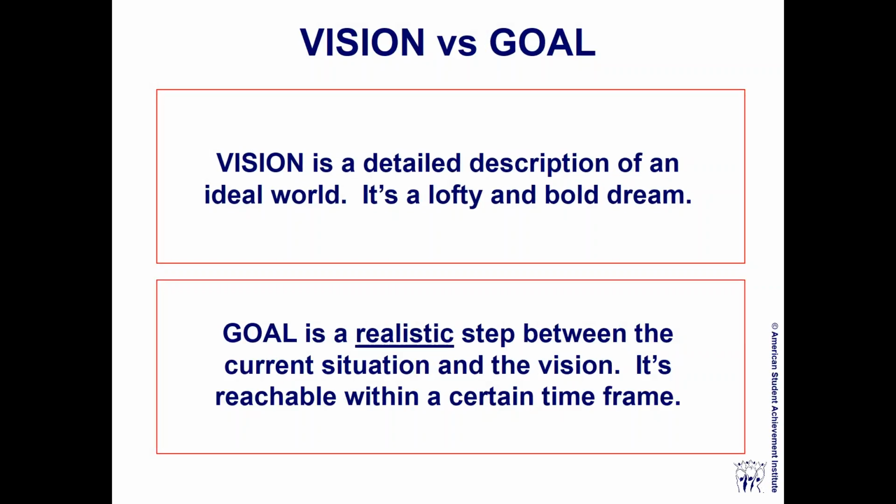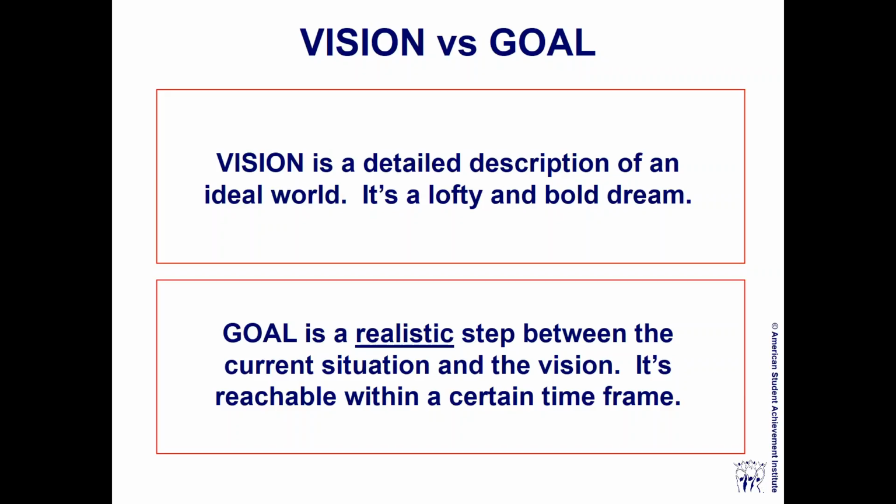Okay. Then the other thing that often gets confused, and this is where you can really go wrong with this task, is the difference between a vision and a goal. So again, the vision is detailed, it's lofty, pie in the sky, it's a dream. It's: man, if I had a magic wand, this is the painting I would paint. A goal, on the other hand, is a realistic step, and actually it's a step that falls between the current state and your dream and the vision.